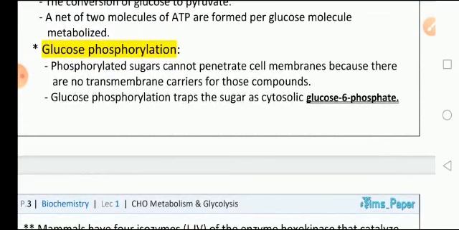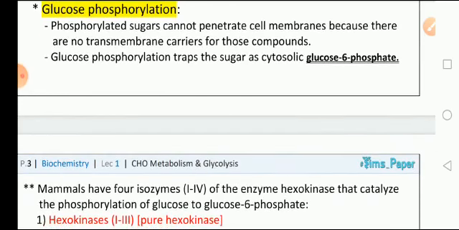Why should I phosphorylate the glucose molecule? Glucose is highly mobile, so it can leave cells according to concentration. I need to trap it inside the cells so that it cannot penetrate the cell membranes. In our cell membranes, there are no transporters or carriers for glucose 6-phosphate. So when I phosphorylate the glucose molecules, we trap them as cytosolic glucose 6-phosphate.